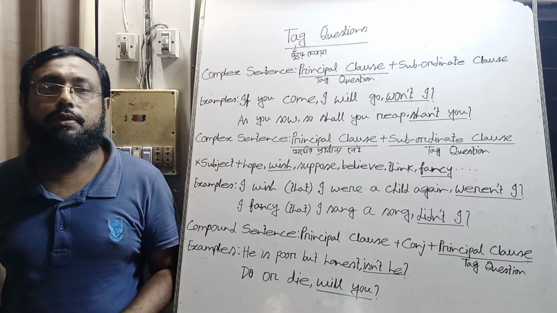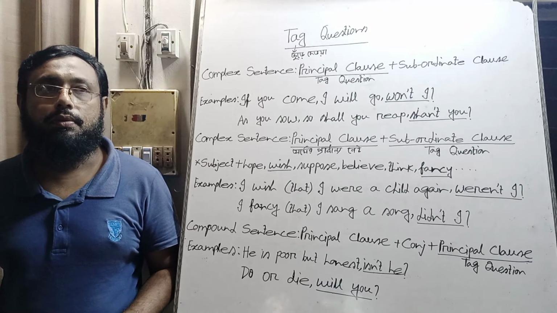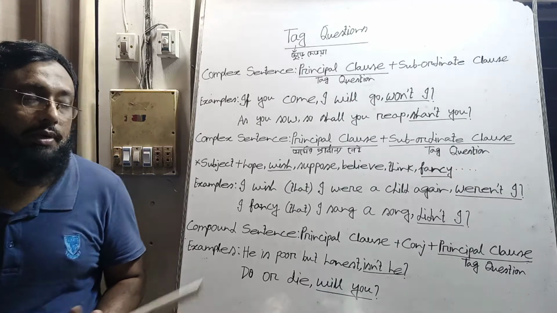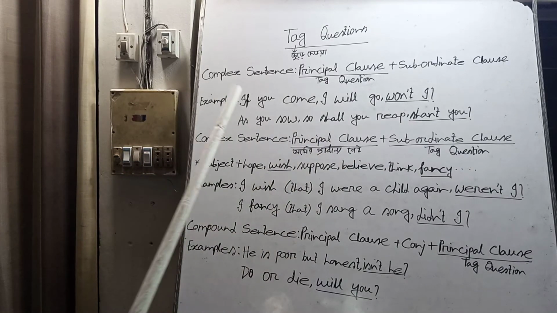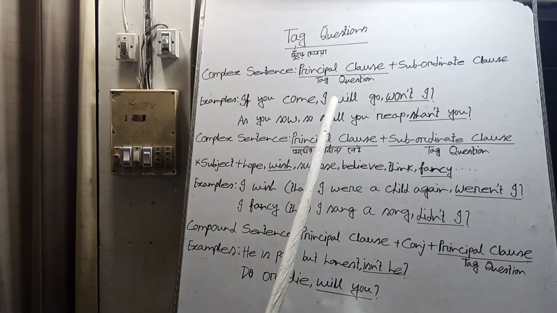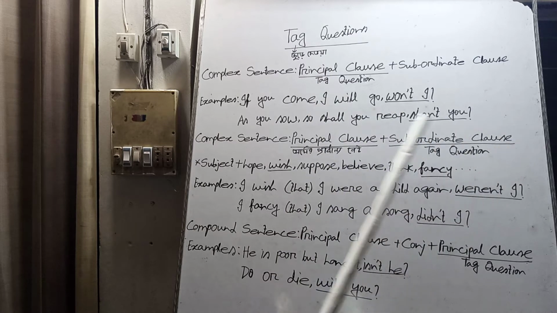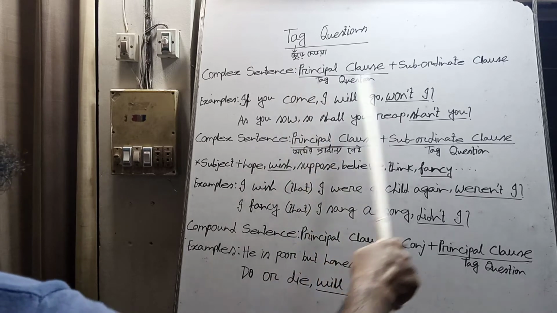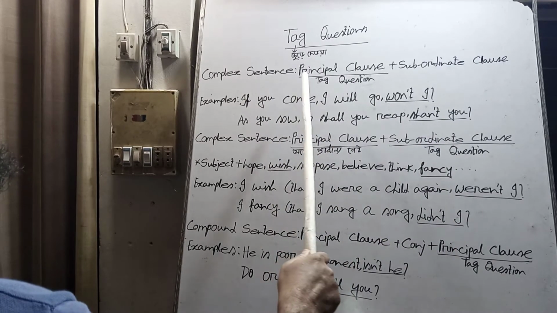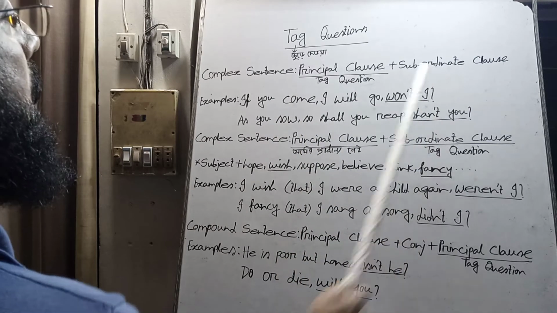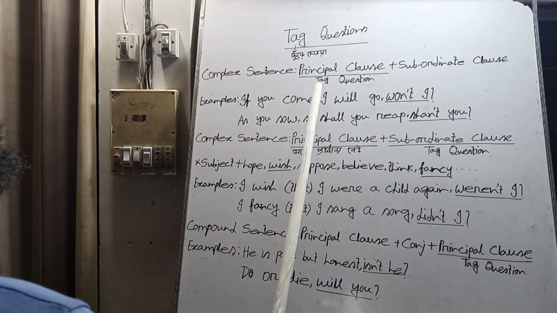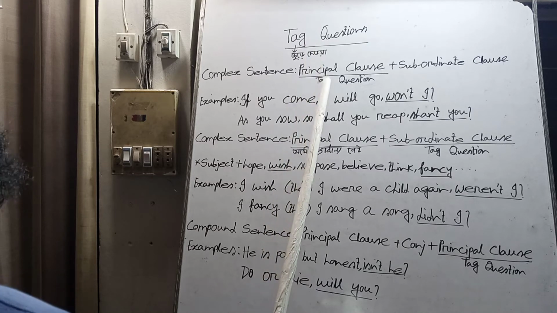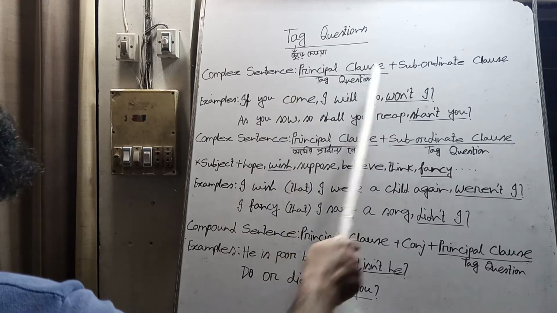Today I will discuss part 5, tag questions in English. Please look at the board. When we find any complex sentence for a tag question, there are minimum two clauses in a complex sentence: one principal clause, one subordinate clause, or more. Generally, we make the tag question of the principal clause.